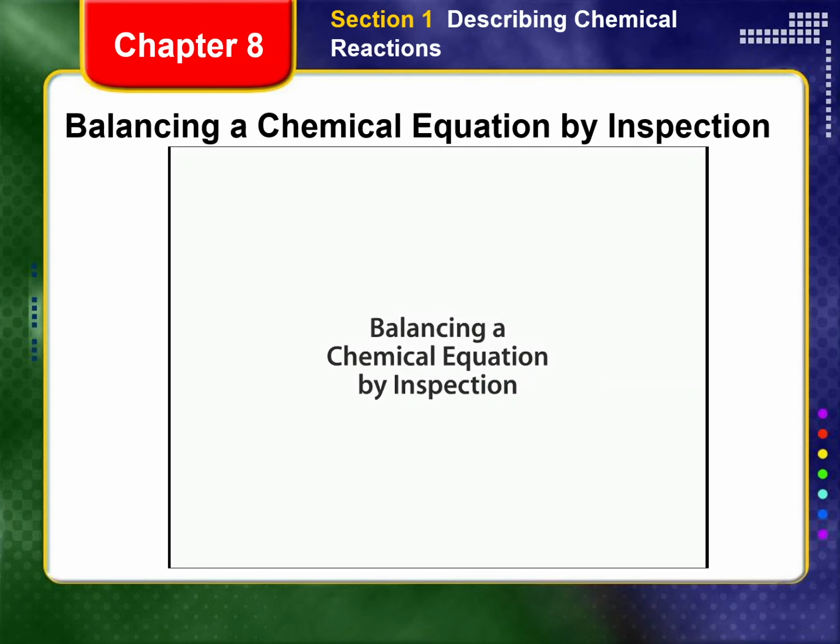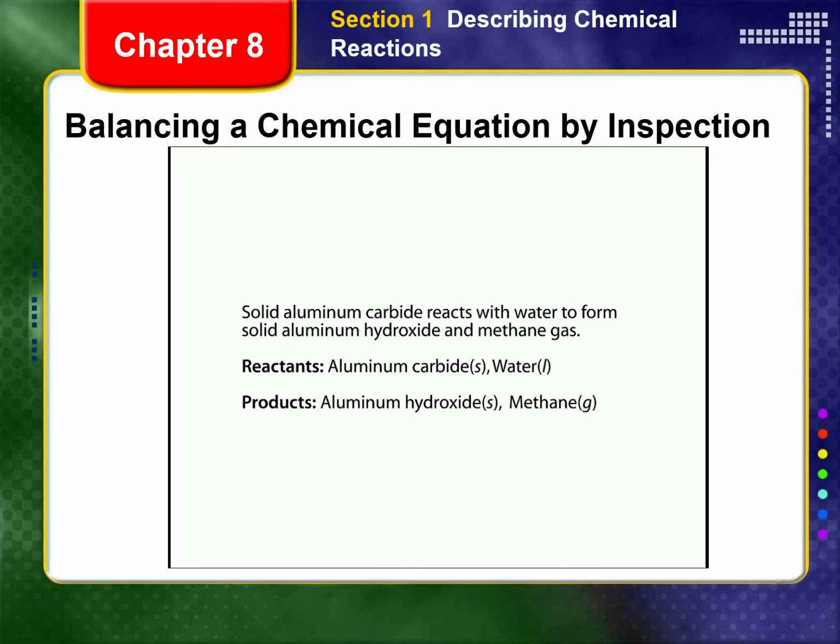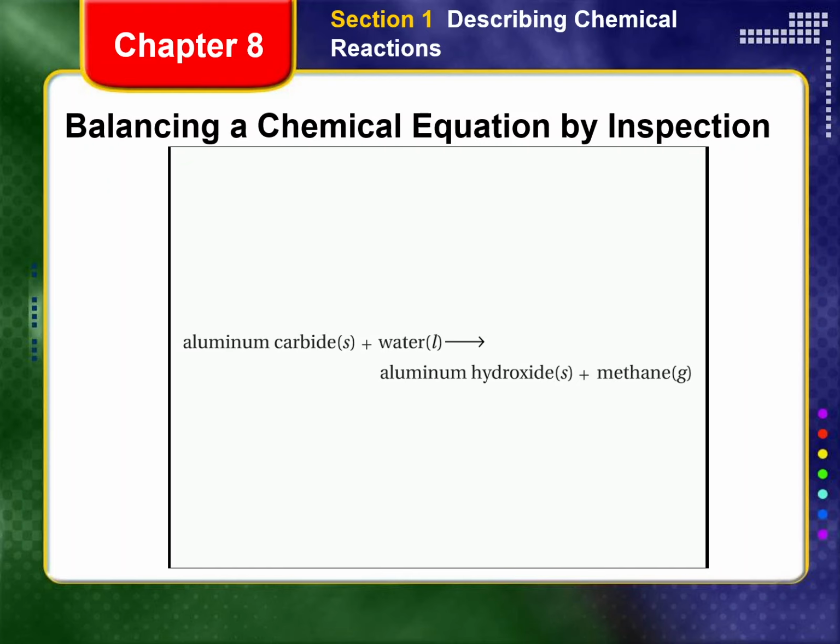Balancing a chemical equation is an important technique to help you understand the chemical reaction thoroughly. The first step is to identify the reactants and products. In this example, the reactants are aluminum carbide and water. The products are aluminum hydroxide and methane. Next, write a word equation showing the change of reactants to products. Remember to specify if your reagents and reactants are solid, liquid, or gas.